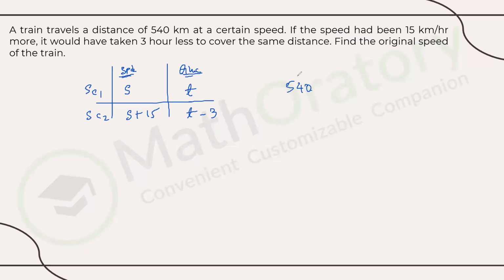What I'm going to do is I'm going to represent distance by speed is equal to time, something like this. You can do the other way around. It really doesn't make any difference. And for the second scenario as well, the same thing. Distance upon speed is equal to the time.